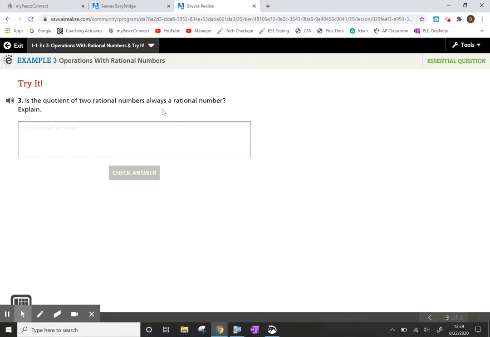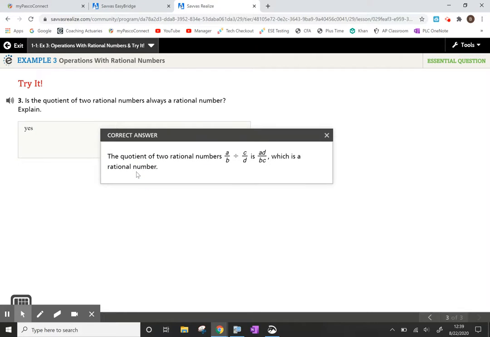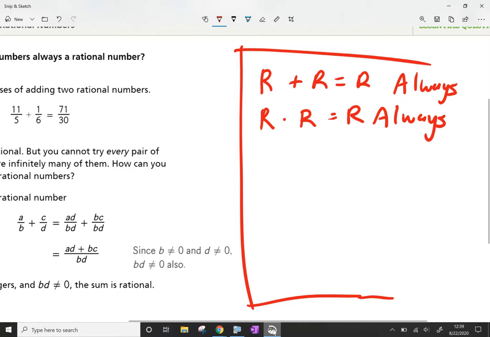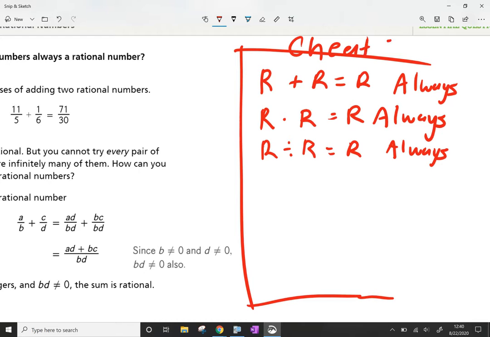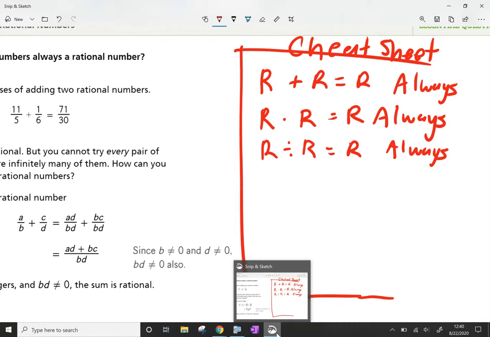So is the quotient of two rational numbers always a rational number? And the answer quickly here is yes. Quotient means dividing, so a fraction divided by a fraction, which seems weird, but it's essentially the same thing as multiplying. So I guess we can add that there. Rational divided by a rational is going to equal a rational. Again, this is always. So this is going to be a cheat sheet for us in the end. If you're keeping up with this, it's something to keep everything together and concise.